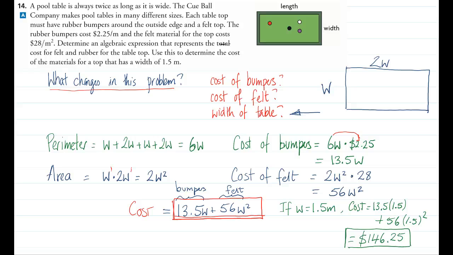So the important steps in a problem like this are figuring out what is the thing that changes in the problem, in this case the width of the table, and then writing expressions like this one and like this one that represent the costs of various parts of the table, and then we can add those together to get an overall expression for our total cost. Once we've got that, we can use it to calculate the cost of tables of any width.